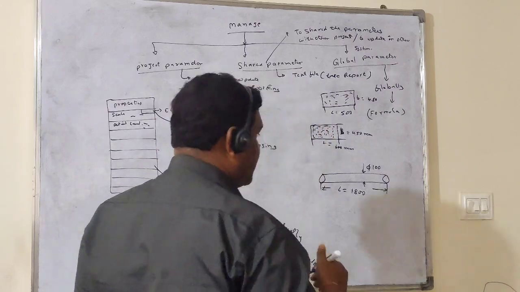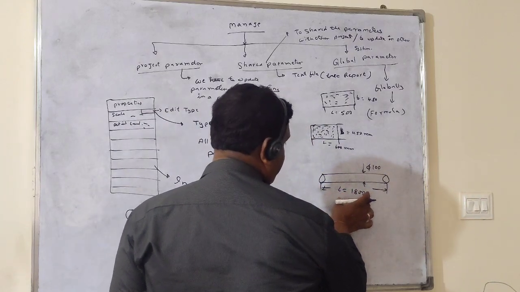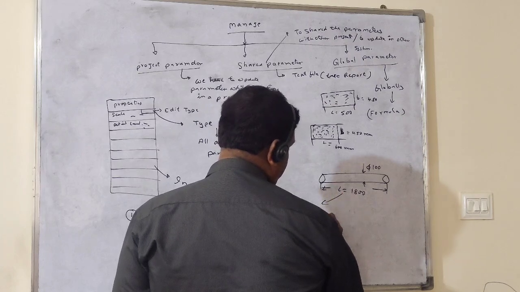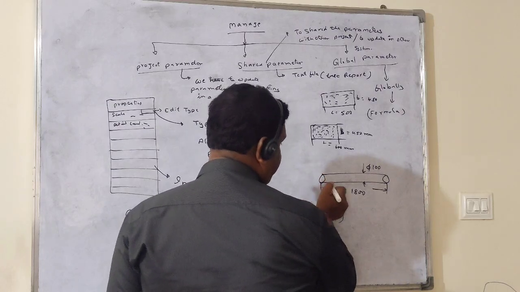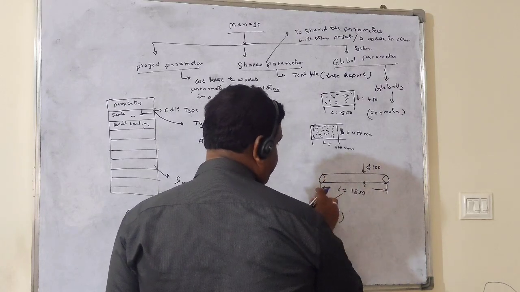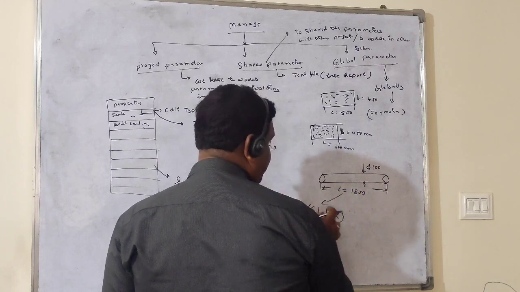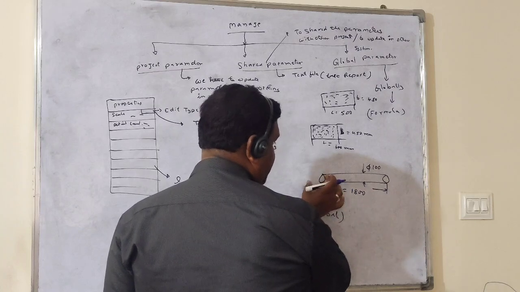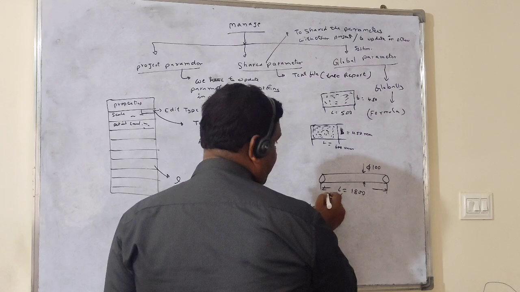Just as an example, if you keep this length L equal to 1800 in global parameters, your pipe is up to 1800. But in future, if you increase the pipe length, this value is also going to increase, because your pipe length is increasing, which means the value here will also increase. So what will happen?